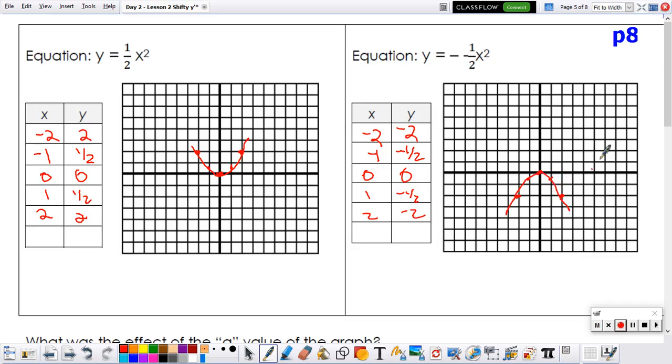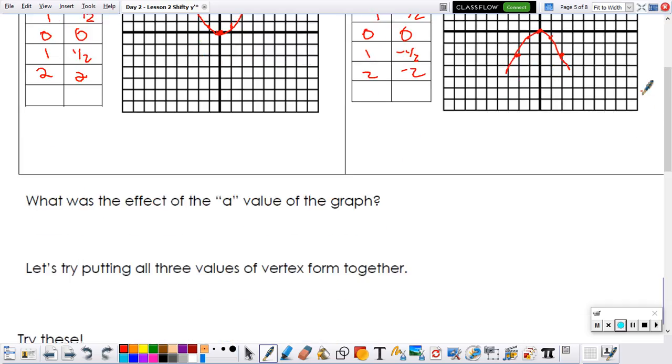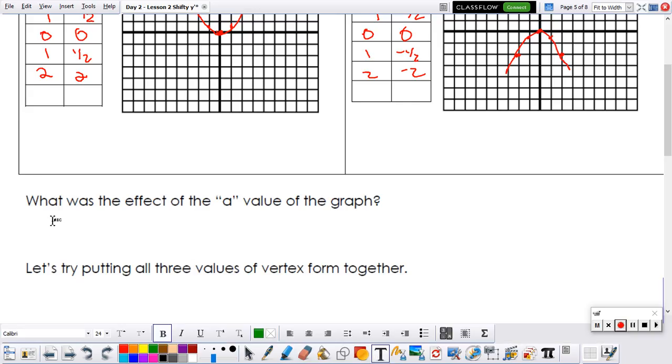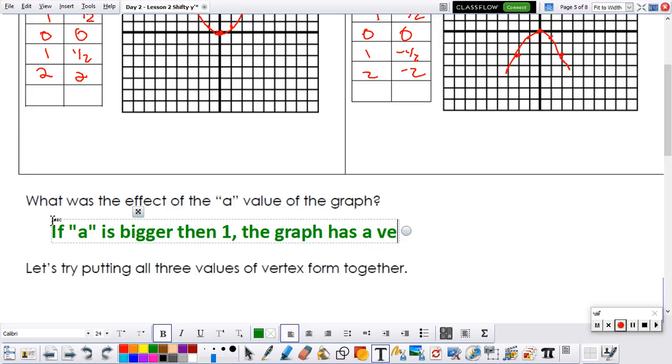All right, so underneath those 2 problems on number 8, it says, what does the effect of A have on a graph? So let's make a little note. Everyone write this down. If "A", I like to put it in quotes because that way I know it doesn't say if A is bigger than 1, the graph has a vertical stretch. It looks narrow.